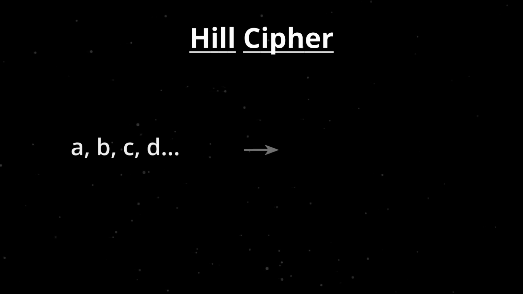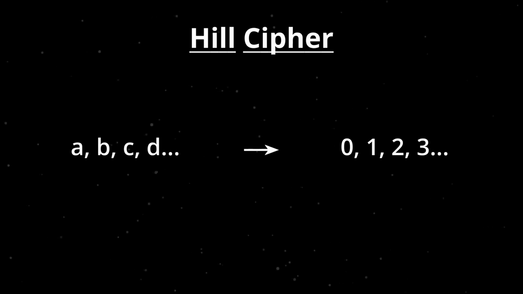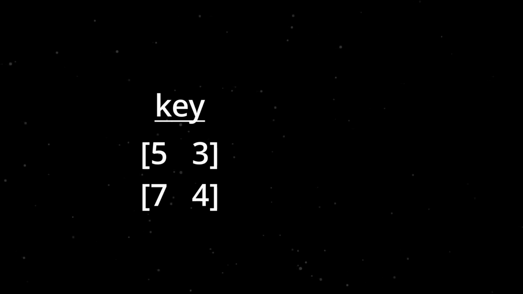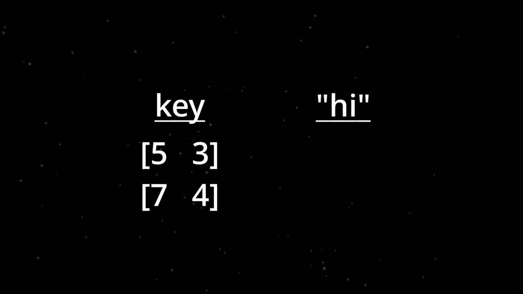A bit more complex example of a substitution cipher is the Hill cipher. This is a polygraphic substitution cipher and relies on some basic linear algebra like matrix multiplication and inverse matrices. Each letter of the message is represented by a number between 0 and 25, 0 being A and 25 being Z. You start off with a key, let's say the matrix 5 3 7 4, and our message can be HI.